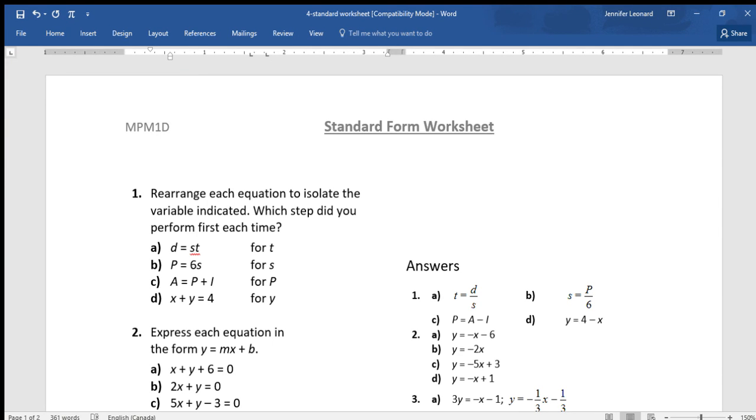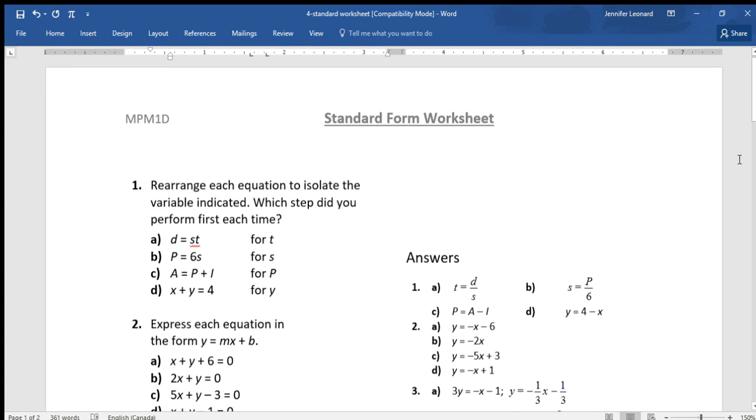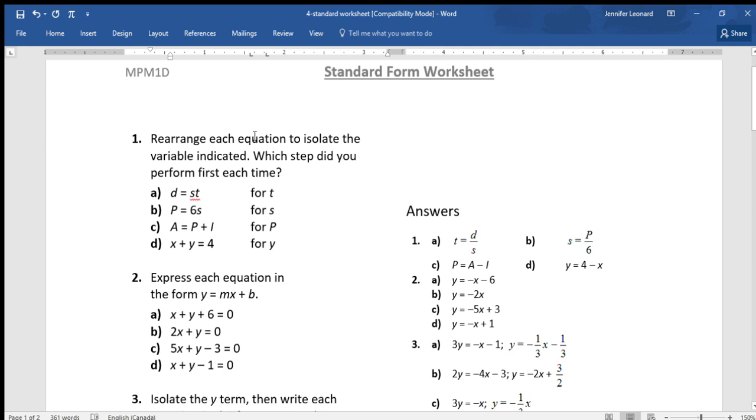Alrighty, so here's a little bit of help for your standard form worksheet. Number one is asking you to rearrange some equations. So that's just what we were doing last unit, where you want to find out what you want to get on its own. You're trying to figure out what you want to keep, and then get rid of everything else.